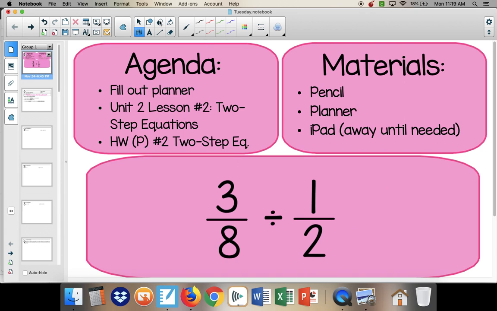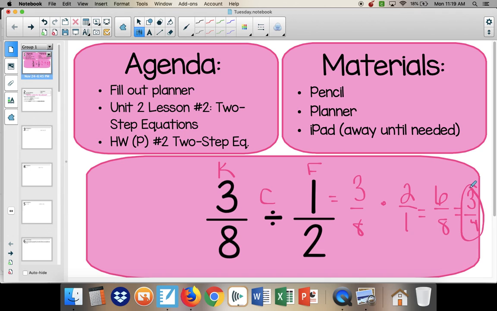We're just going to check real quickly to make sure that you did it correctly. So remember, it's keep, change, flip. In order to solve this, I keep my 3/8, multiply it by 2 over 1. That gives me 6/8. But they're both even, so I can actually divide by 2, and my final answer is 3/4.